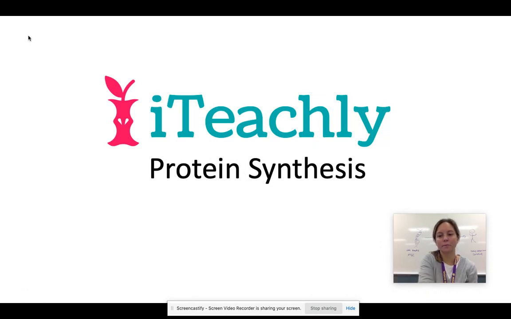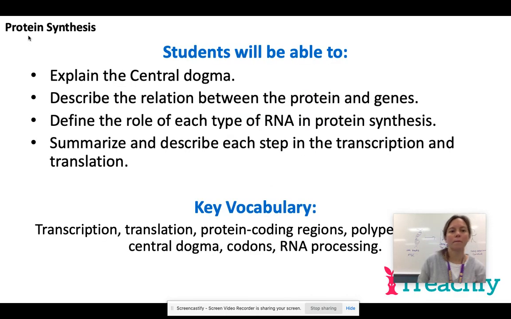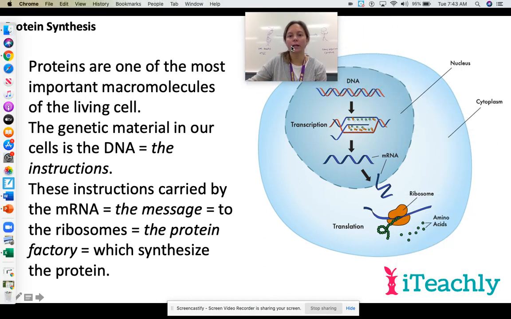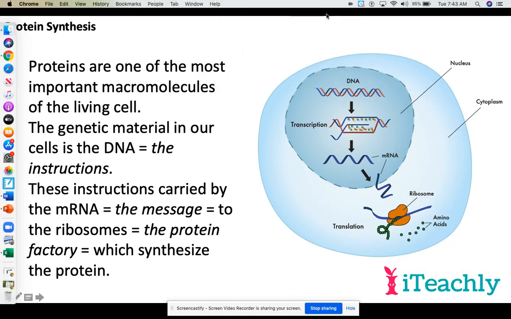Today we're going to be looking at protein synthesis. So by the end of this, hopefully you'll have a better understanding of what the central dogma is. You can explain the relationship between proteins and genes, understand the role of RNA in the process, and describe transcription and translation. So if we look here in this diagram, what we're seeing here is a representation of the central dogma. This is kind of the staple or go-to picture of the central dogma in some form or another.